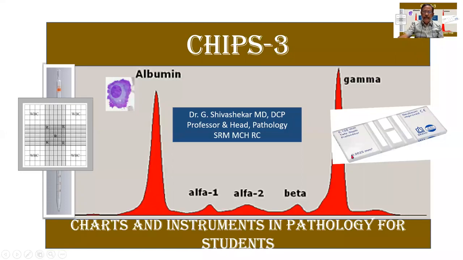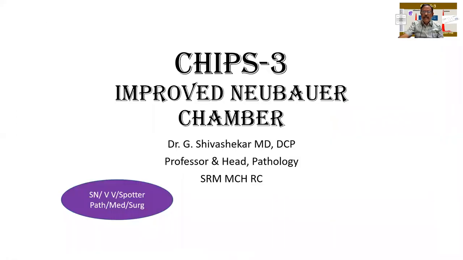Chips 3: Charts and Instruments in Pathology for Students. I'm sure you people will be able to identify these. These have been haunting us from the first year onwards. Yes, the improved Neubauer chamber. And how will you know that it is the improved Neubauer chamber? We shall be seeing.